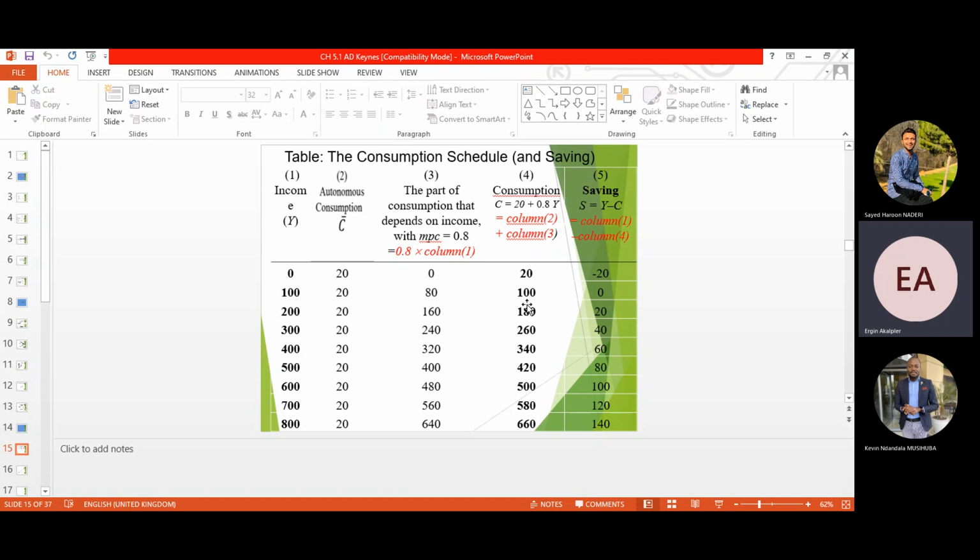You are going to multiply 200 with 0.8, and this will then give you 160. 300 multiplied with 0.8 will then give you 240. This then creates the consumption, which is the disposable income part of the consumption, or the marginal propensity percentage of the consumption, which is supposed to be used in the market. And the consumption equation again is given here: 20 is the autonomous consumption.